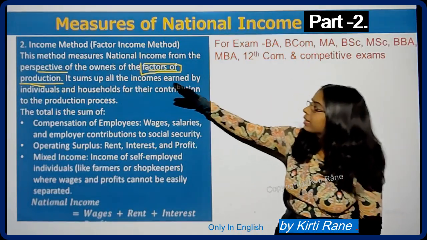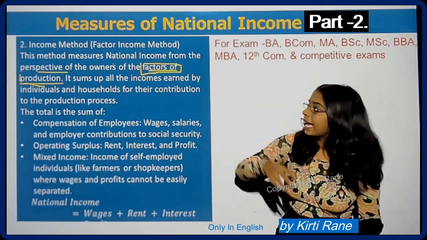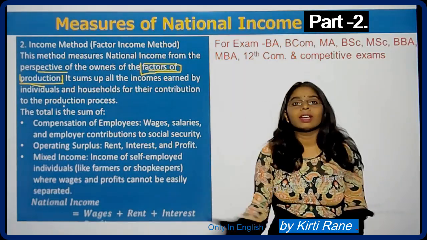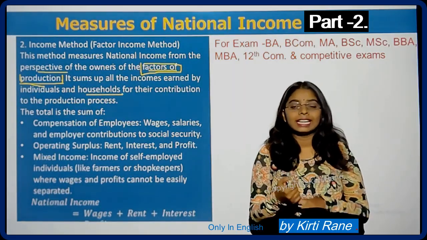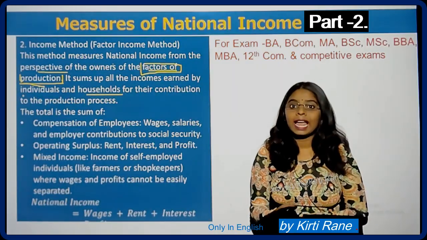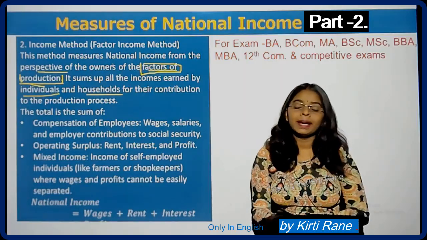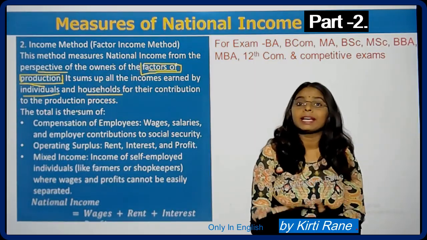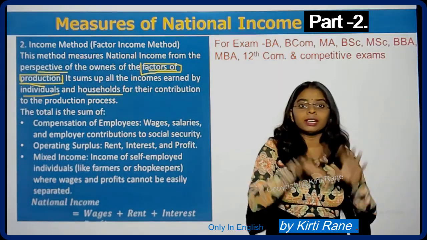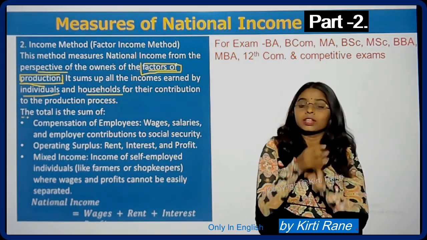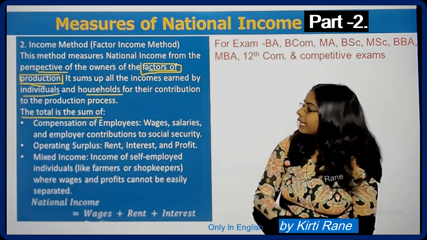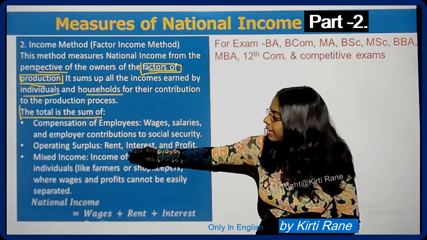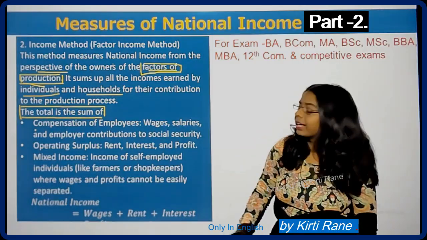It sums up all the income earned by individuals and households for their contribution to the production process. It will calculate the income earned by the laborers in the form of wages, by the landowners in the form of rent, by the people who have contributed capital in the form of interest, and by the enterprise in the form of profit. So what is the total income earned by all the owners of these factors of production? It will calculate that. The total sum of the compensation of employees, operating surplus and mixed income will give us the national income of any country.